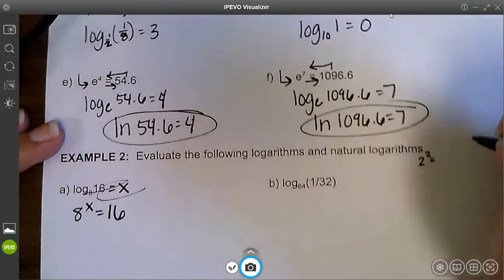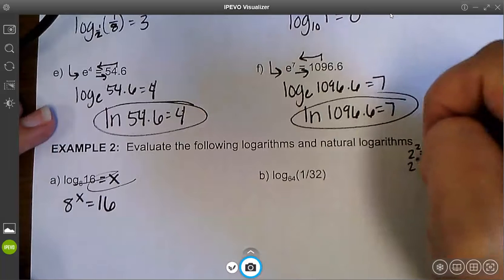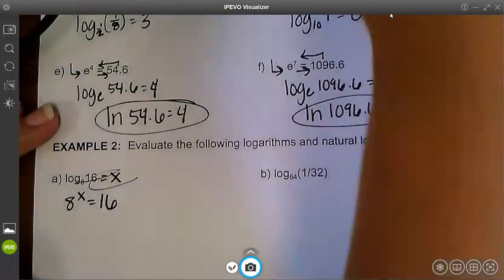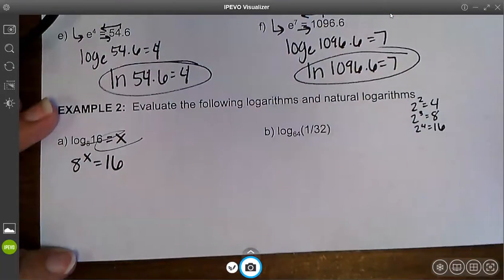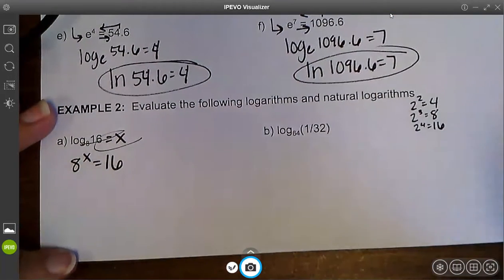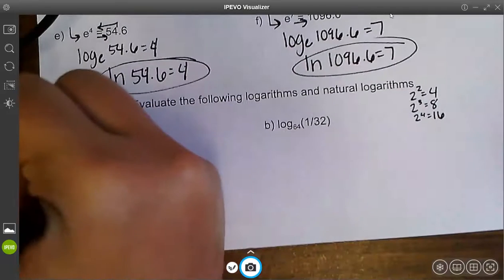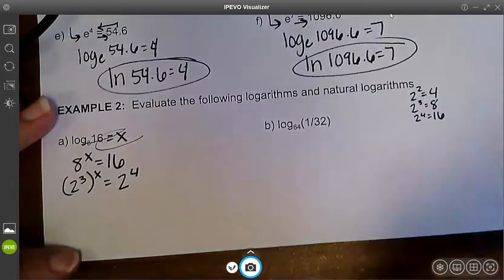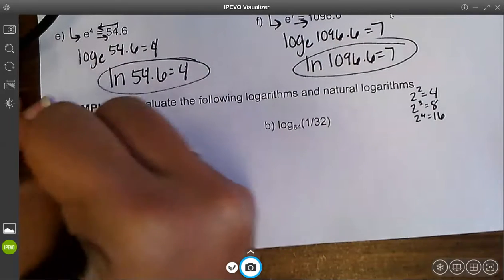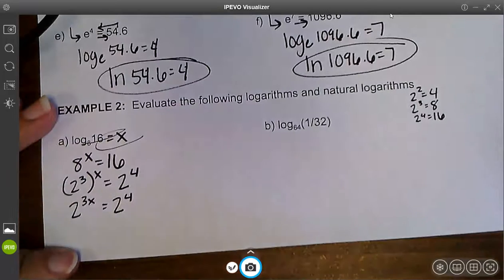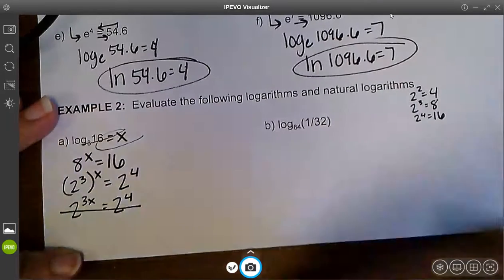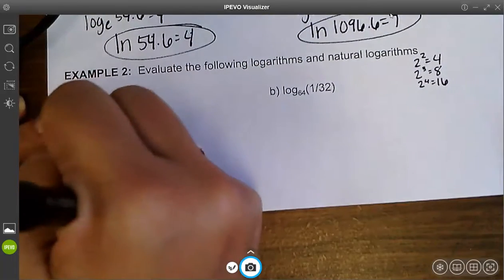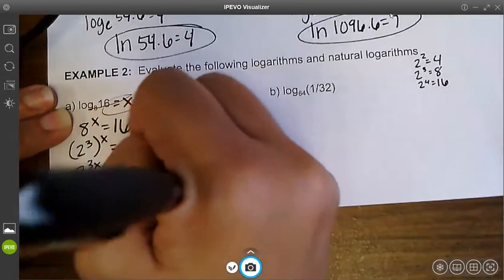2 squared, right, is 4. 2 cubed is 8. 2 to the 4th is 16. So what we're going to do is change the base to make the bases the same. Then we can cancel out the bases and solve the exponents. So 8 is the same thing as 2 cubed, and 16 is the same thing as 2 to the 4th. Raise a power to a power, you're multiplying. Once you've got the same base on both sides, you can cancel those out and you get 3x equals 4. Divide both sides by 3. You get x equals 4/3.